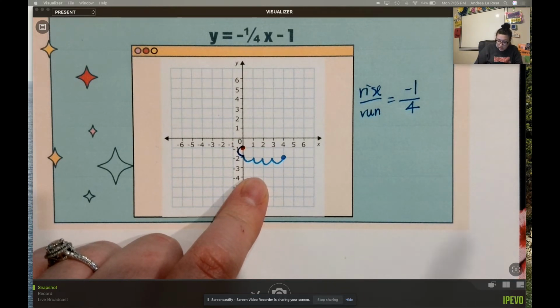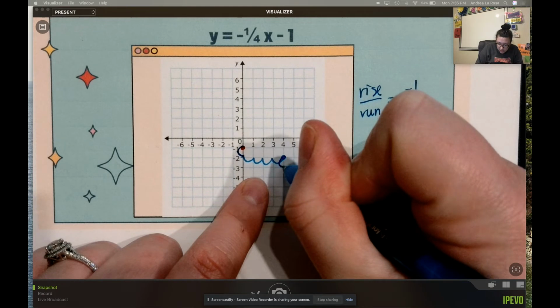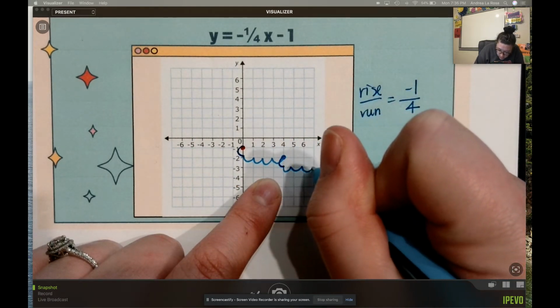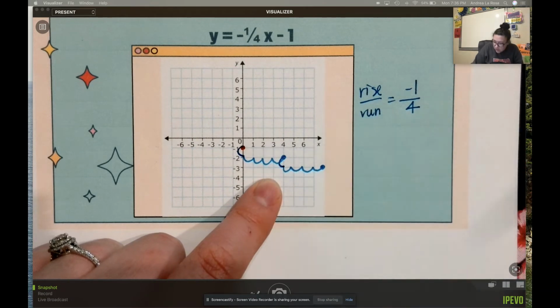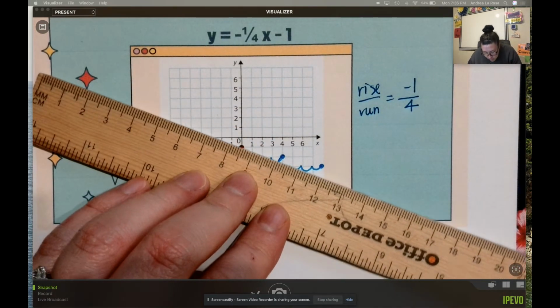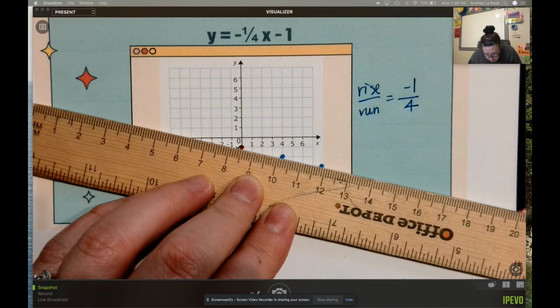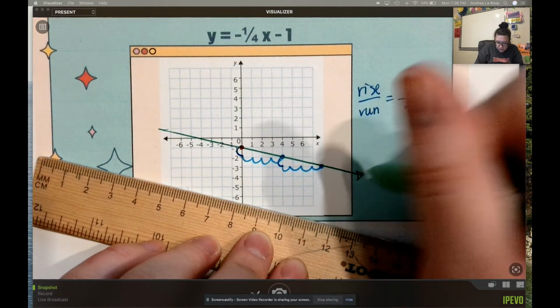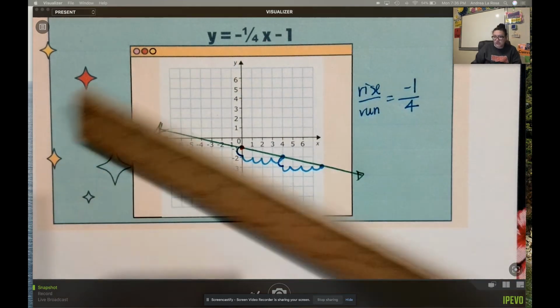And the thing about this is you can just keep repeating this pattern over and over again. So if I wanted to do this again, I go down 1, to the right 1, 2, 3, 4. If I put another dot, if I just keep doing this over and over again, that's the thing about the slope. All of these points are going to be on this line.